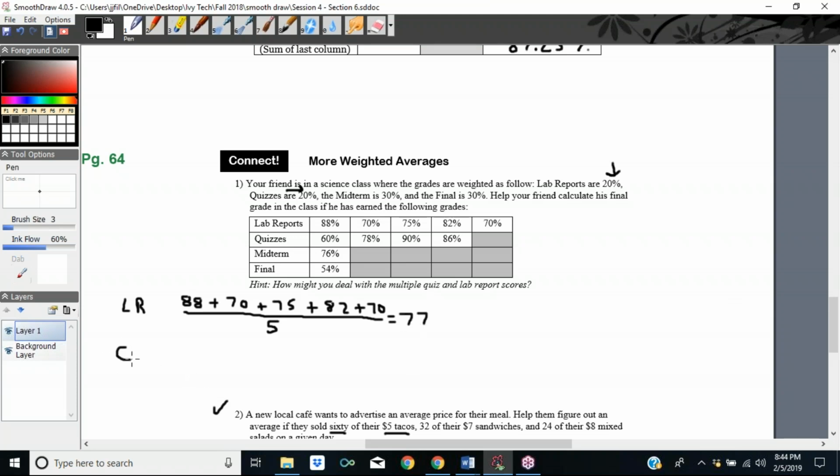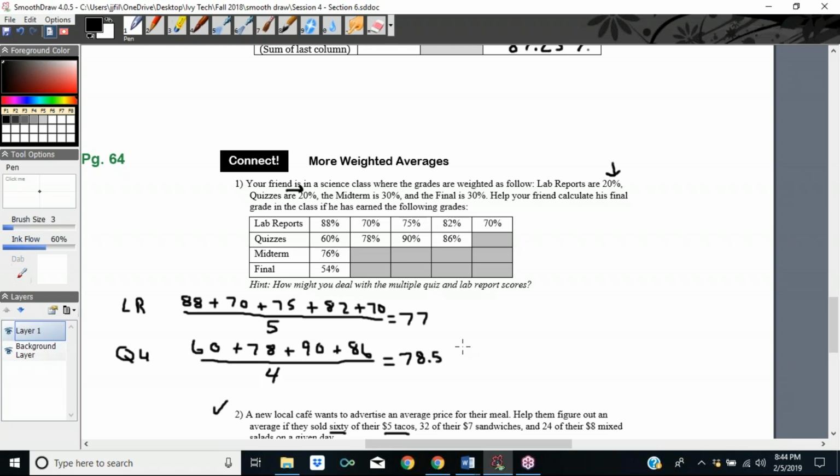Then we're going to take the quizzes and we're going to do the same thing. So quizzes, we're going to do 60%, 78%, 90%, and 86%. And we're going to divide that group by 4, it looks like. There are 4 grades. And let's see what that comes out to be. That is 78.5.